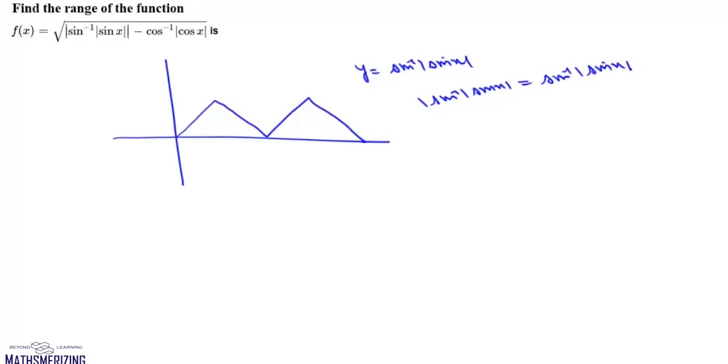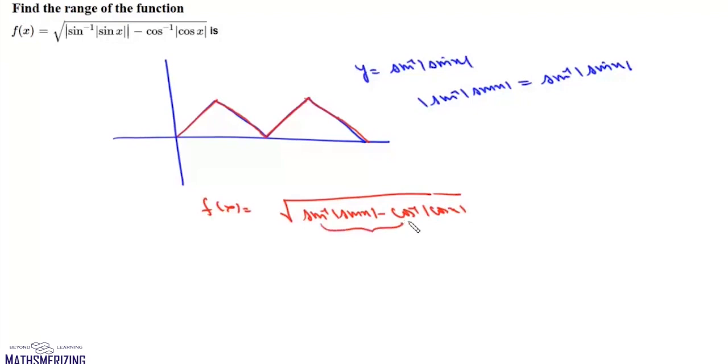Now we have also studied that graph of cos inverse of cos x is same as graph of sine inverse of sin x. So we can write this function f(x) as square root of sine inverse of mod sin x minus cos inverse of mod cos x, and since both these functions have the same definition, they are same function. So this is simply 0. So this function is a constant function and its value is 0. So range of this function is simply 0.